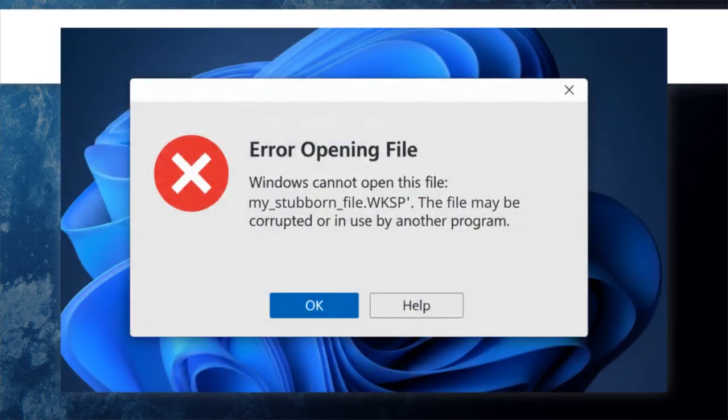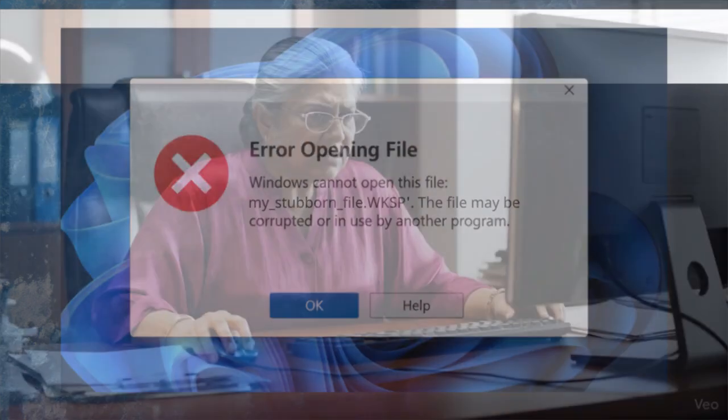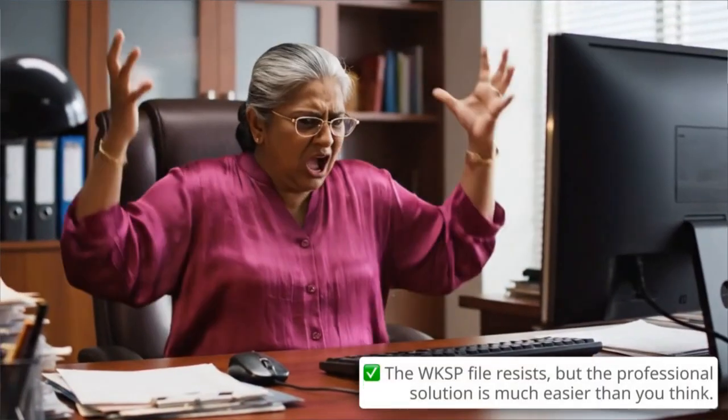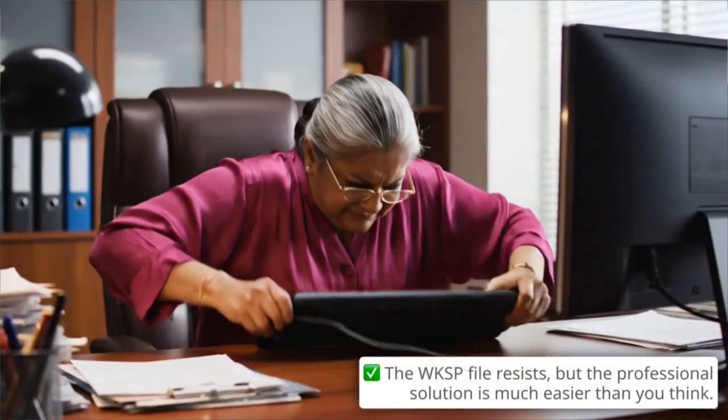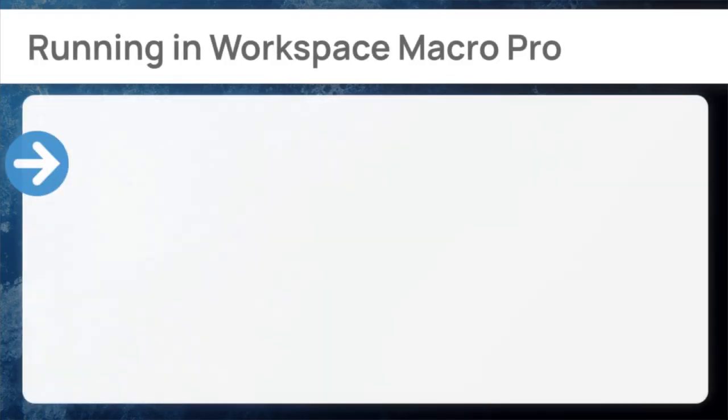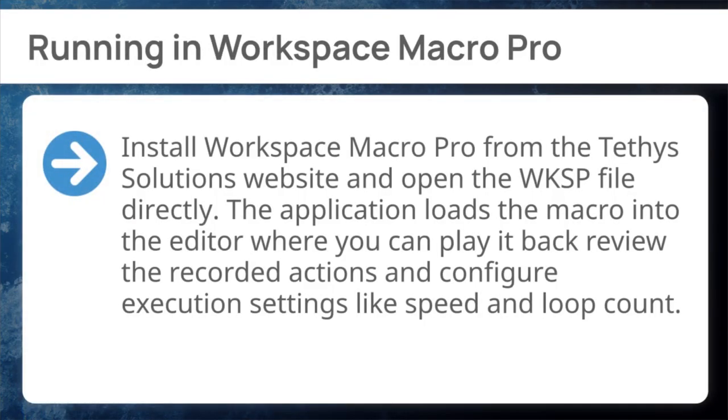When your WKSP file isn't responding, don't worry, it's typical. The WKSP file is more stubborn than we thought. We're moving into the next phase with the 3 essential steps to unlock it. First, running in Workspace Macro Pro.